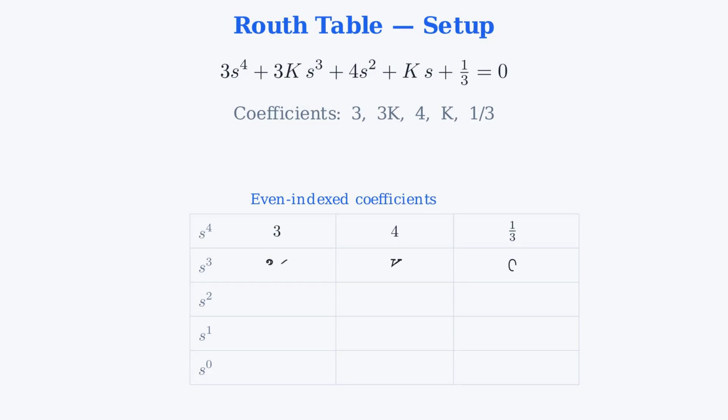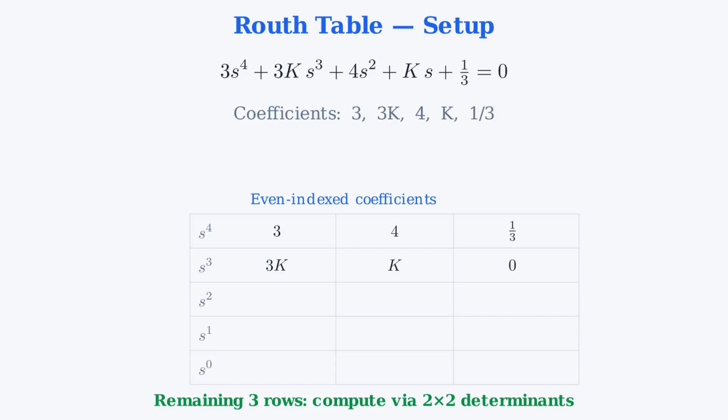The recipe is the same for every cell. Take a 2x2 block: the leading column from the previous two rows on the left, and the column above and to the right of the cell on the right. Take the determinant of that block. Divide by the leading element of the row immediately above. Move on to the next column. The structure is mechanical. Compute the s² row, 2 cells. Compute the s¹ row, 1 cell. Compute the s⁰ row, 1 cell. 5 cells total. Then read the first column.